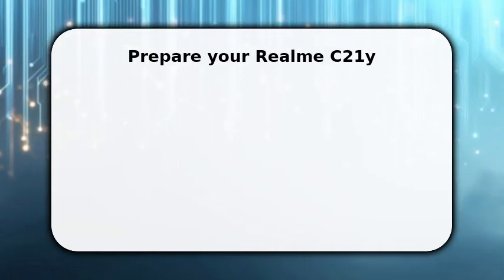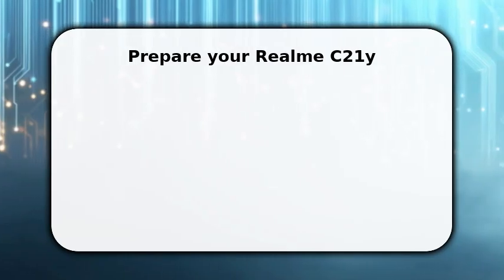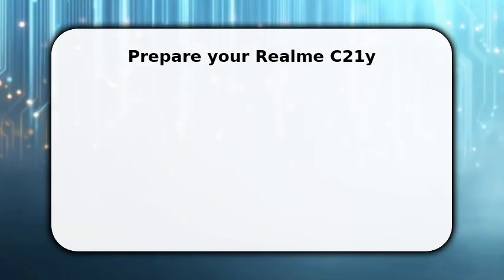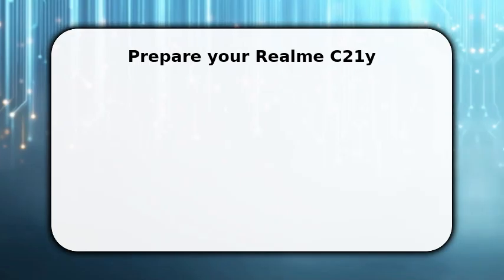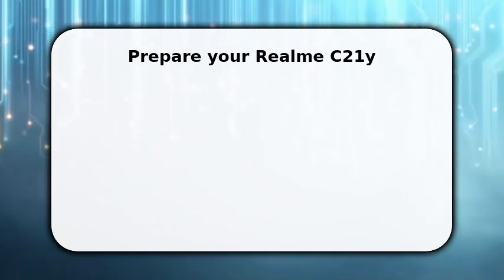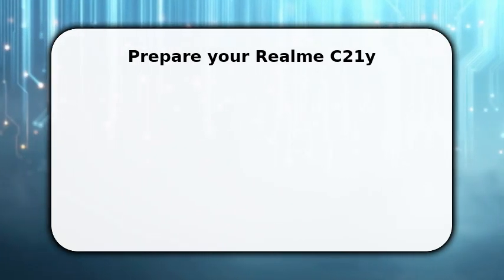Start by preparing your Realme C21y for floating windows. Check that the phone has at least 15% battery before you change settings. Open Settings and update the system and apps from Google Play.